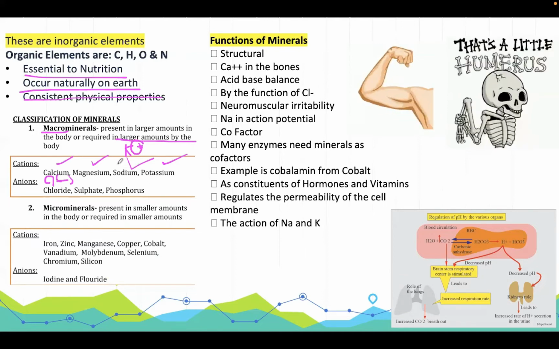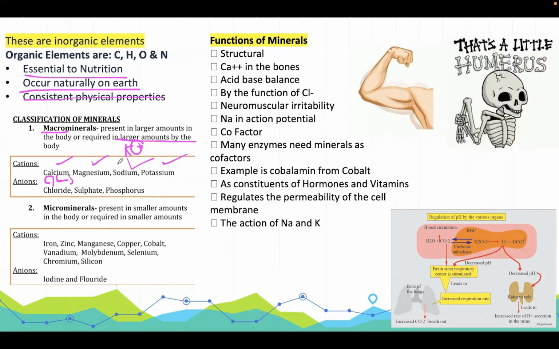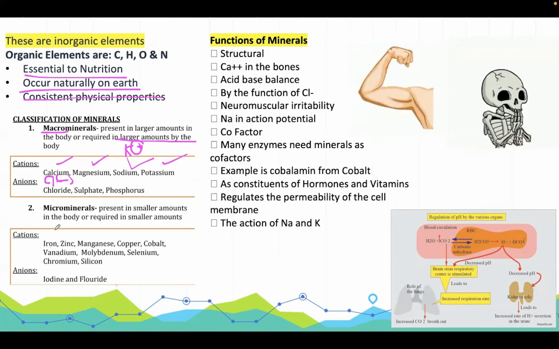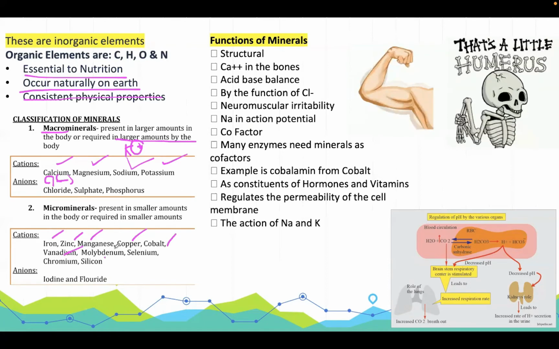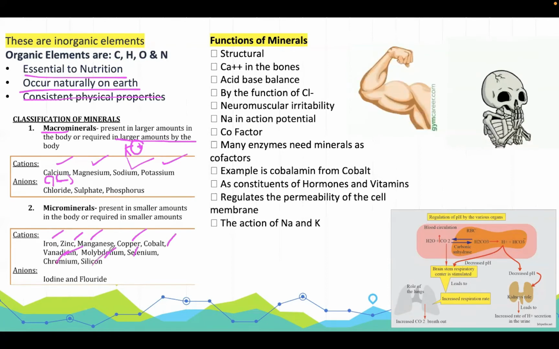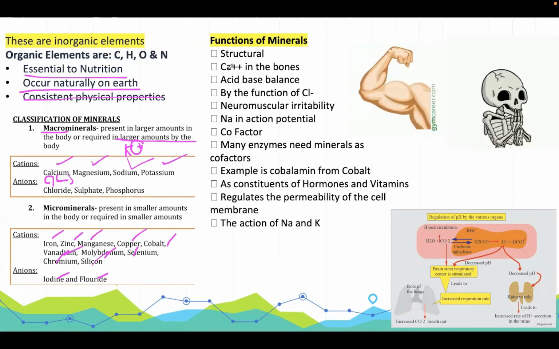They are present in smaller amounts in the body, or our body requires smaller amounts of these following microminerals. And then again, it is subdivided into cations and anions. So pag cations, mga positive charges ng mga minerals natin yan, we have your iron, zinc, manganese, copper, cobalt, vanadium, molybdenum, selenium, chromium, and silicon. And for the anions of your microminerals, we have iodine and fluoride. So parang bumabalik yung mga memories nyo for your periodic table, di ba? Okay, so what are the functions of your minerals?